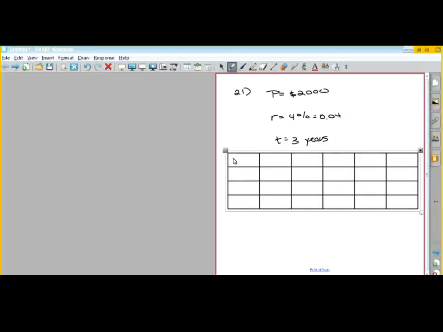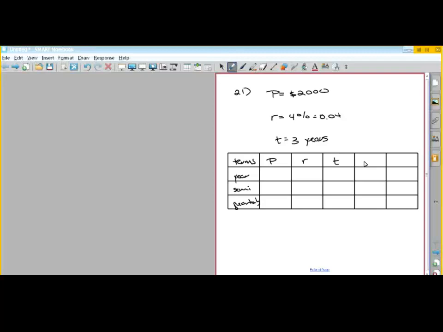So what I'm going to have is the different terms. So this column is terms. So you have year, which is annually, semi-annually, quarterly. And so we have the same principal, we have the same rate, we have the same time.